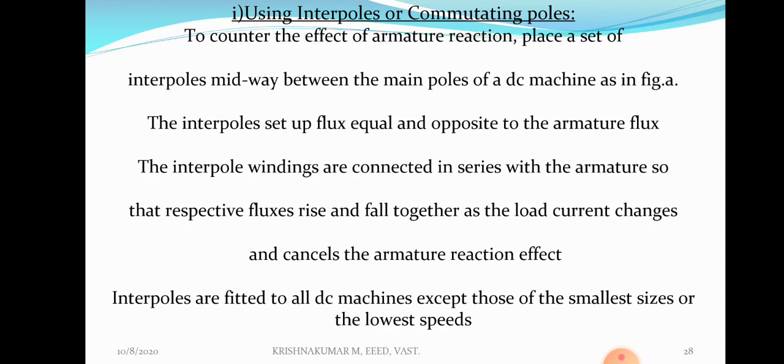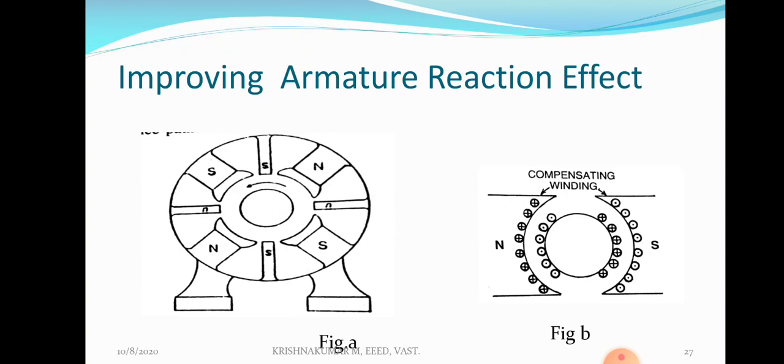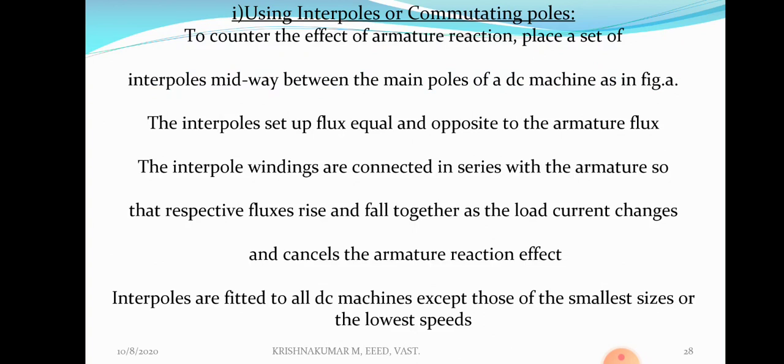What is the meaning of this sentence? Interpoles are small poles, and the interpole windings are connected in series with the armature. Therefore, the same armature current is flowing through the interpole windings also.